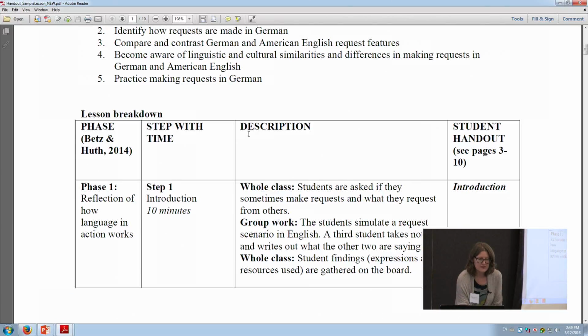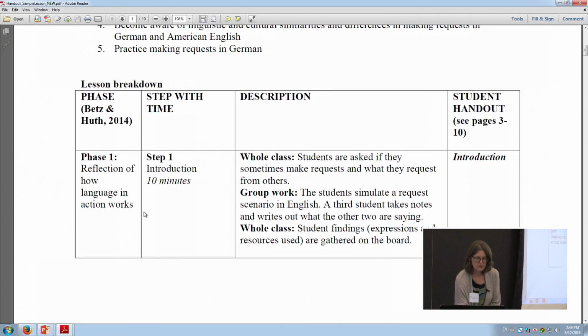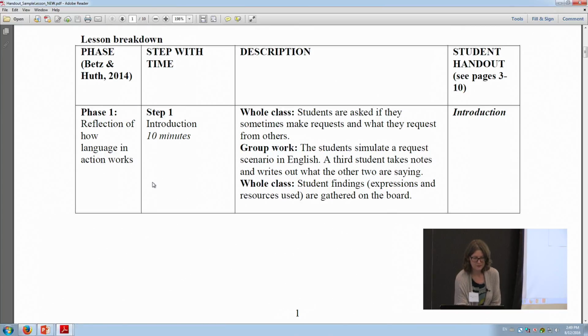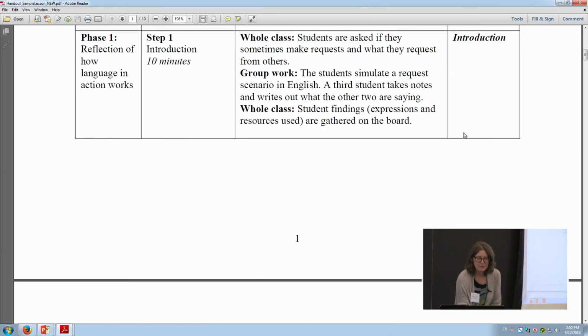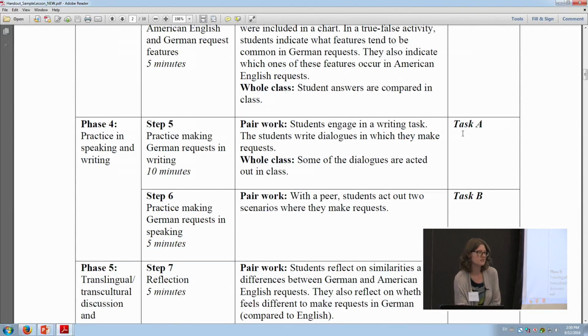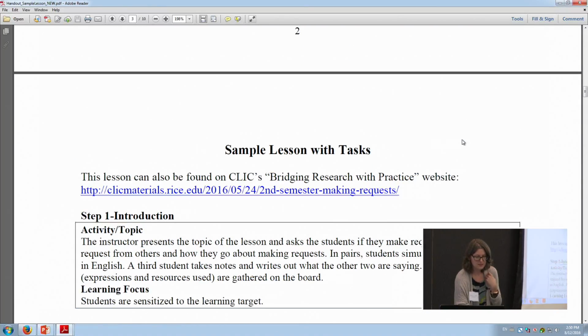What you see now here is the lesson breakdown. So you've got Bets and Hoots' phases here on the left, and then the individual steps in the second column, a little description, and then what task it actually is on the student handout. Actually, I don't want to spend too much time now on pages 1 and 2. This is just a nice little summary of the lesson itself. I'd rather go to the student handout to show you the actual activities, okay? So if you could just go to page 3, that would be great.